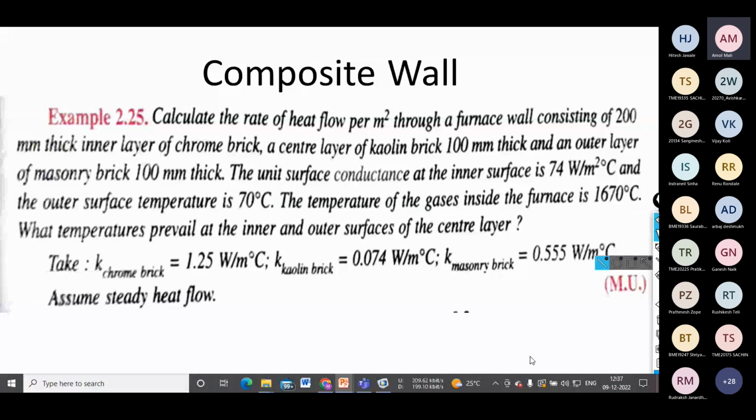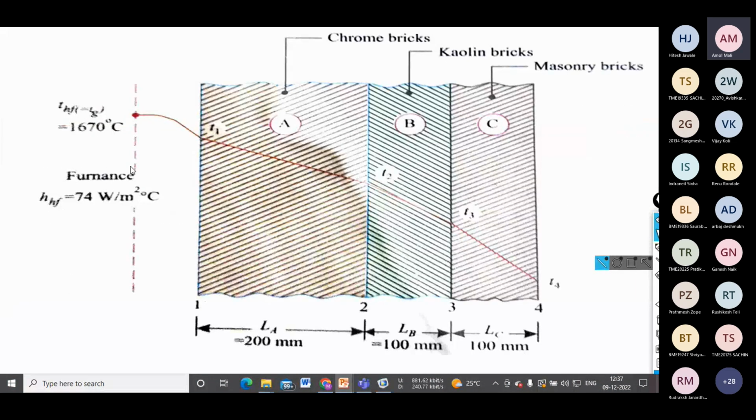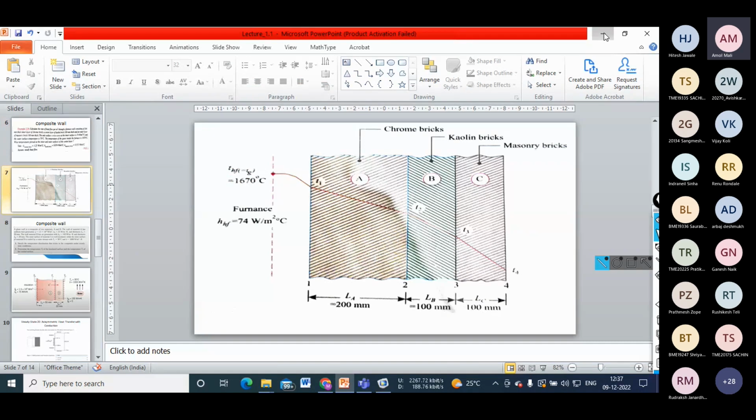Okay, so here if you see, convection is occurring here. So here you can see hf is what? Overall heat transfer coefficient is 74, and the temperature of gases is how much? 1670. So due to that, the temperature at the inner wall will be different. In between the kaolin and the chrome brick it will be different. Between the kaolin bricks and masonry brick it will be different. Okay, so that also we can find.